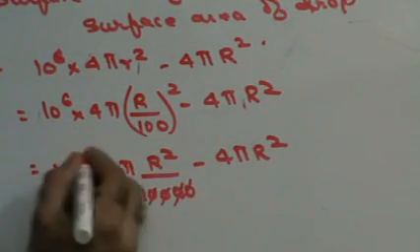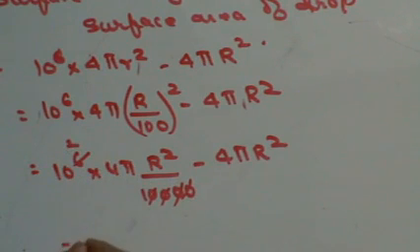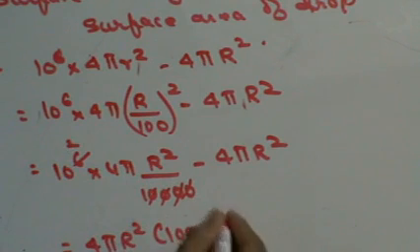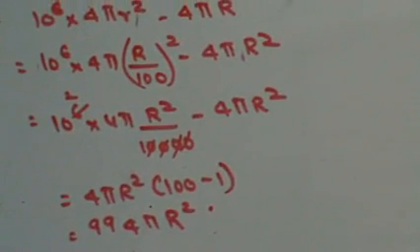1, 2, 3, 4. So this will become 10 raised to 2. 4 pi r square common. This is 100 minus 1. Right? So this is going to be 99 into 4 pi r square. That's my increase in surface area. Once I know the increase in surface area, then I can find out the work done.